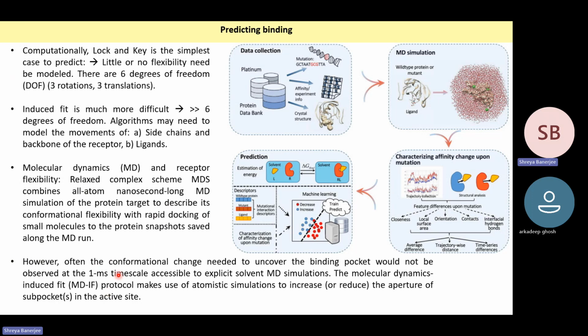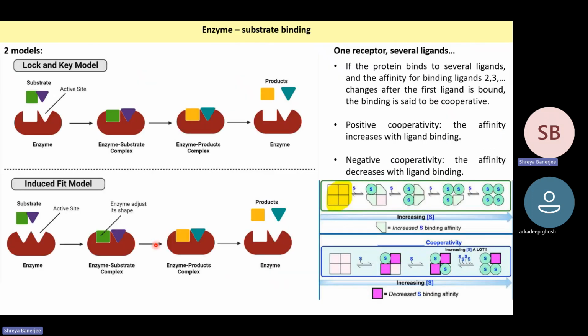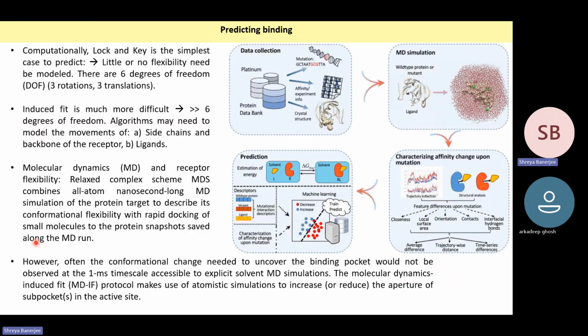But the problem is that often the conformational change needed to uncover the binding pocket would not be observed at the 1 millisecond time scale accessible to explicit solvent MD simulations. So basically, molecular dynamic simulations have a certain time scale of around 1 millisecond. But the conformational change that is happening in the enzyme, which is allowing the substrate to fit into the enzyme, can be of a completely different time scale.